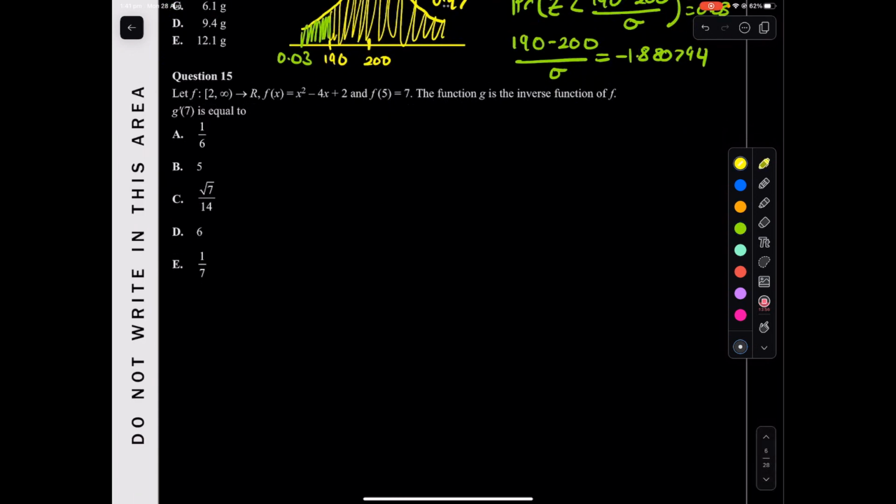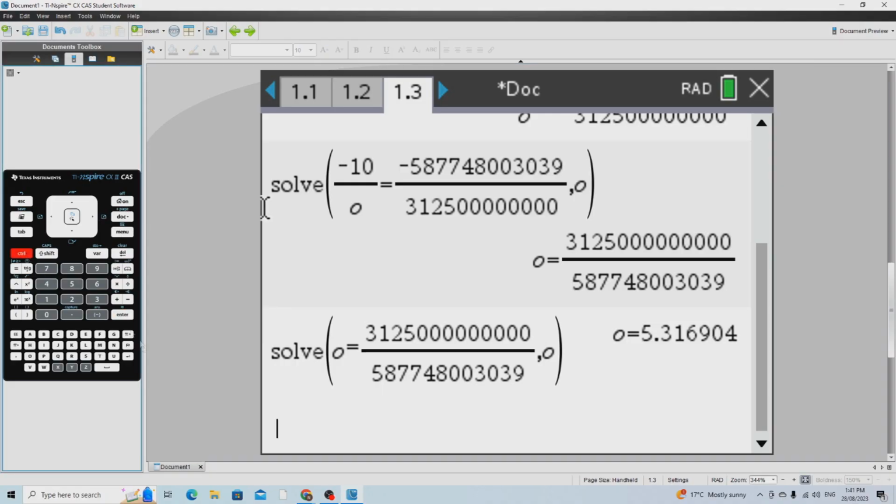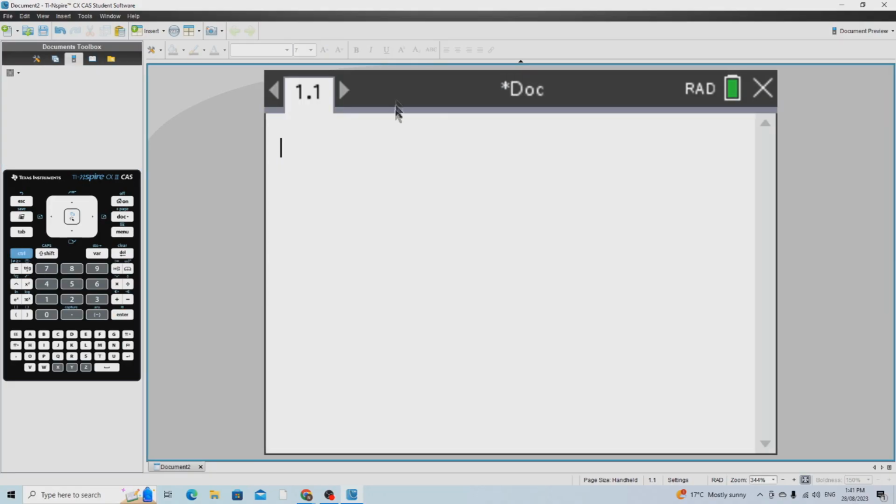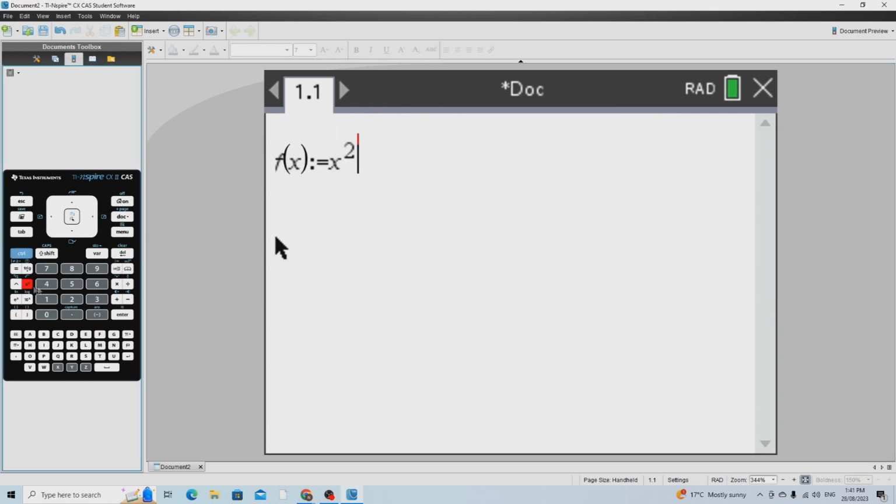Question 15. If f is defined from 2 to infinity as this, and f of 5 is this, the function g is the inverse of the function f, then what's g dash of 7? Okay. Look, I'm just going to do this by CAS, so let me just delete this whole thing and let's just define f of x. Yeah, let's just try to define f of x for this one. So x squared minus 4x plus 2. Okay.